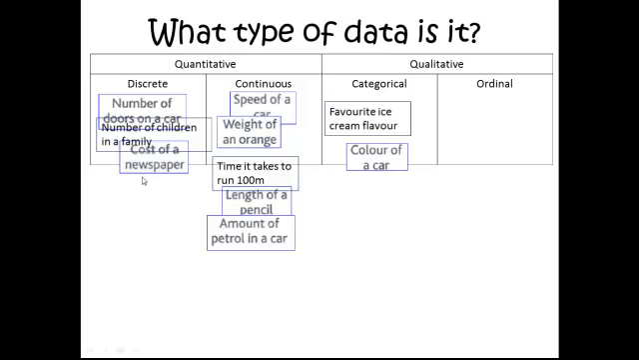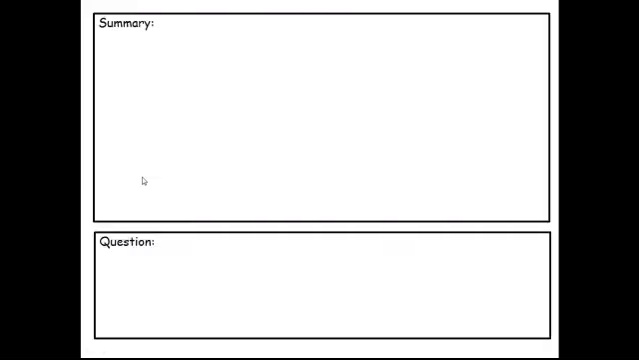Okay, so that's the end of our first video here, just looking at the beginnings of different types of data and also the cycle for conducting a statistical investigation. You can now go on and write your summary of this video and think of your question to come to class with for tomorrow.